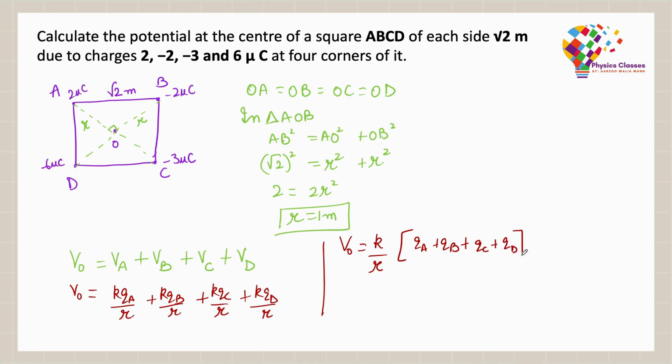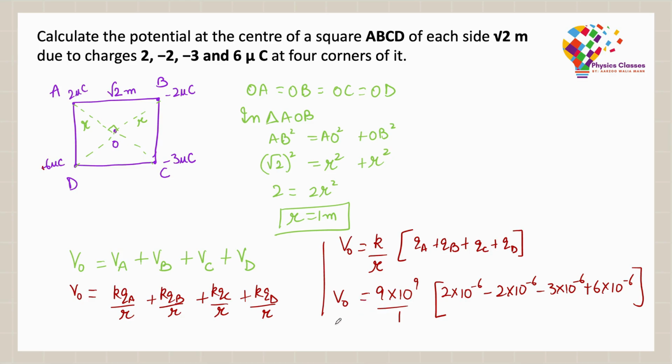VO would be equal to 9 into 10 to the power 9. R we have calculated as 1 and the charges. Now I have 2 into 10 to the power minus 6 minus 2 into 10 to the power minus 6 minus 3 into 10 to the power minus 6 plus 6 into 10 to the power minus 6. Now if I add these and I multiply with 9 into 10 to the power 9, my VO comes out to be 2.7 into 10 to the power 4 volts.